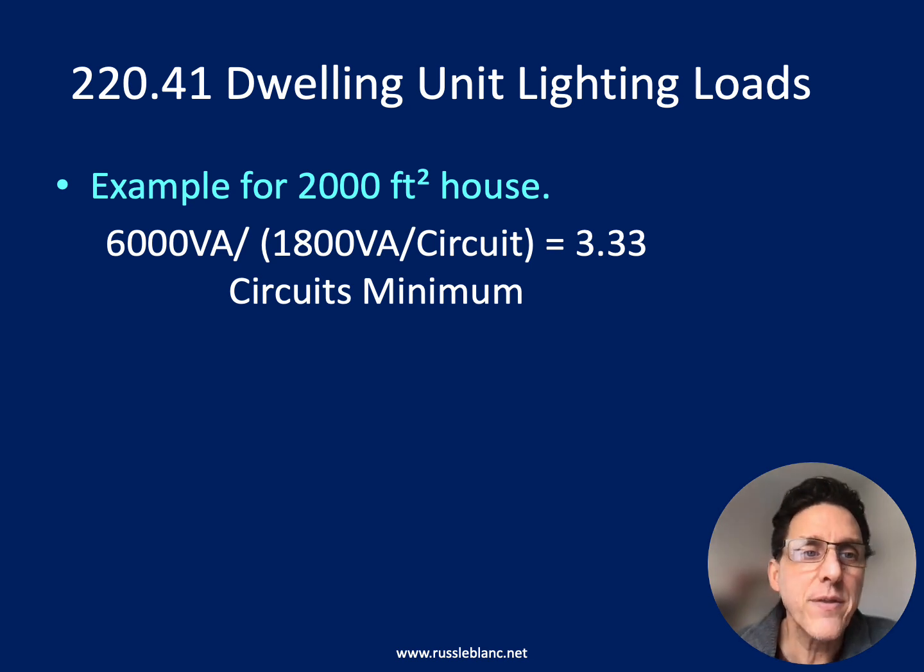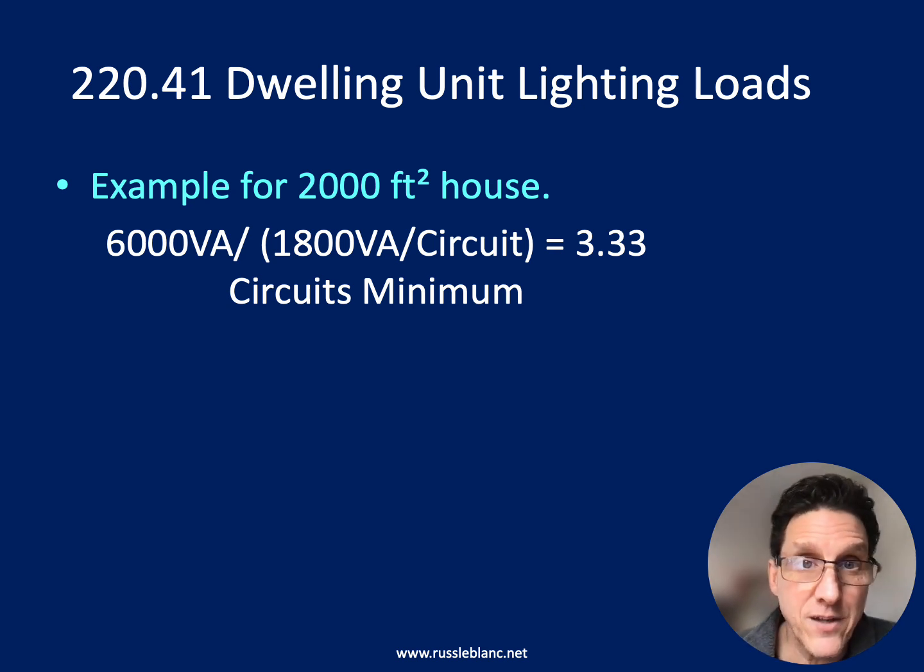So there's that math. 6,000 volt amps divided by 1,800 volt amps per circuit equals 3.33 circuits minimum. Now, you cannot round down to 3 circuits. There is no code rule that says you can drop a fraction of a circuit, right? The rule we read in 220.5 says you can drop a fraction of an amp when it's less than 0.5. There's nothing that says you can drop a fraction of a circuit.